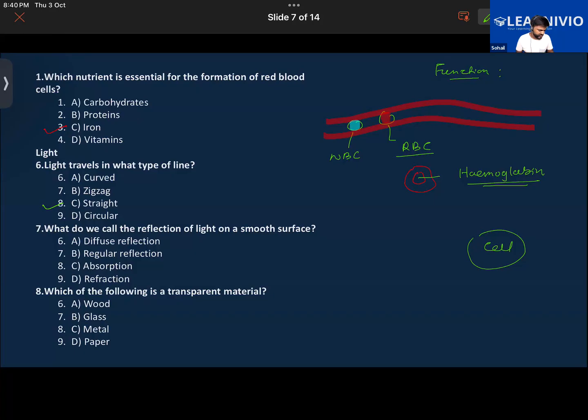By the way, Salman was supposed to be joining. Ayush is also one new student. He was supposed to be joining today. Anyways, so that is regular reflection.